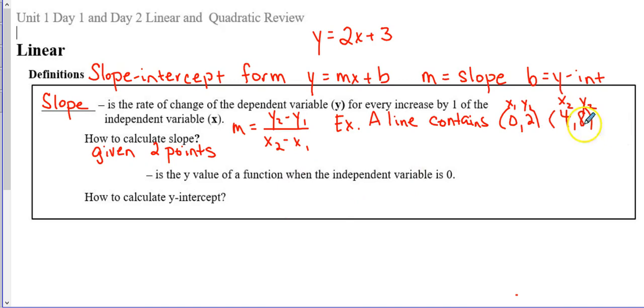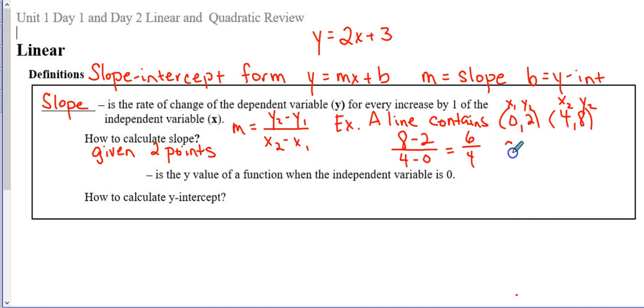So then what we would do is we would take these 2 points, and plug them into this little formula right here. So we have y sub 2, which is 8, minus y sub 1, which is 2, over x sub 2, 4, minus x sub 1, which is 0. So that would give us 6 over 4, which we would simplify to 3 halves.